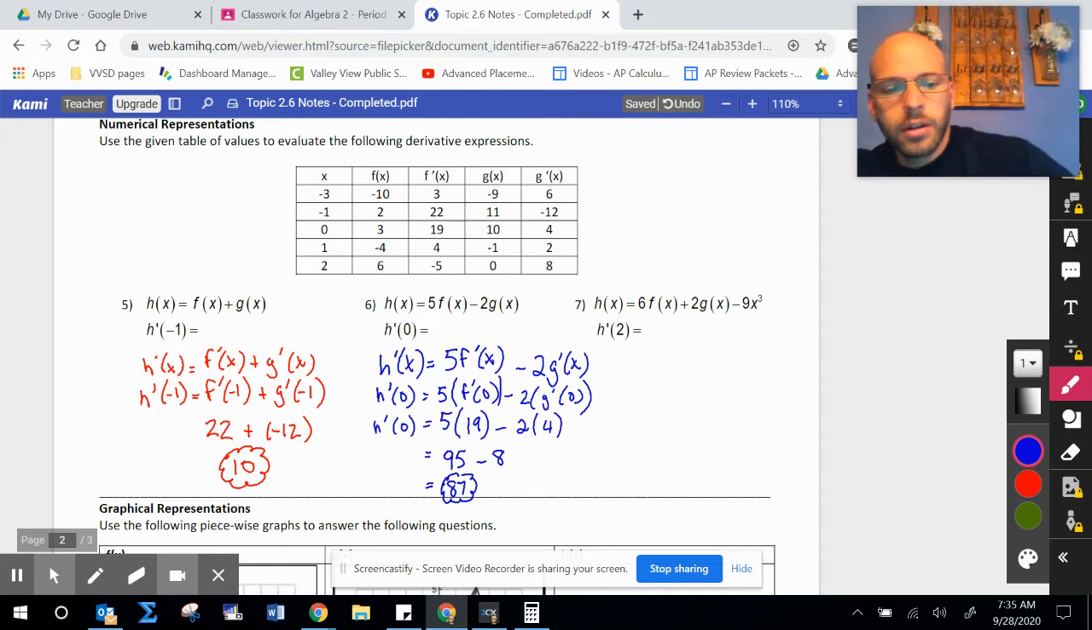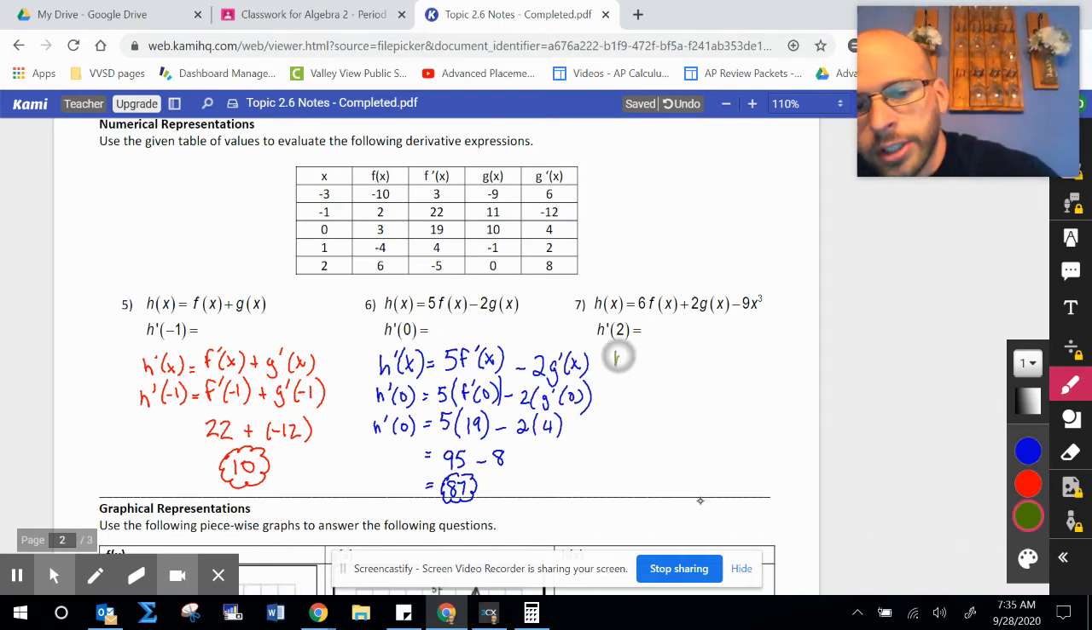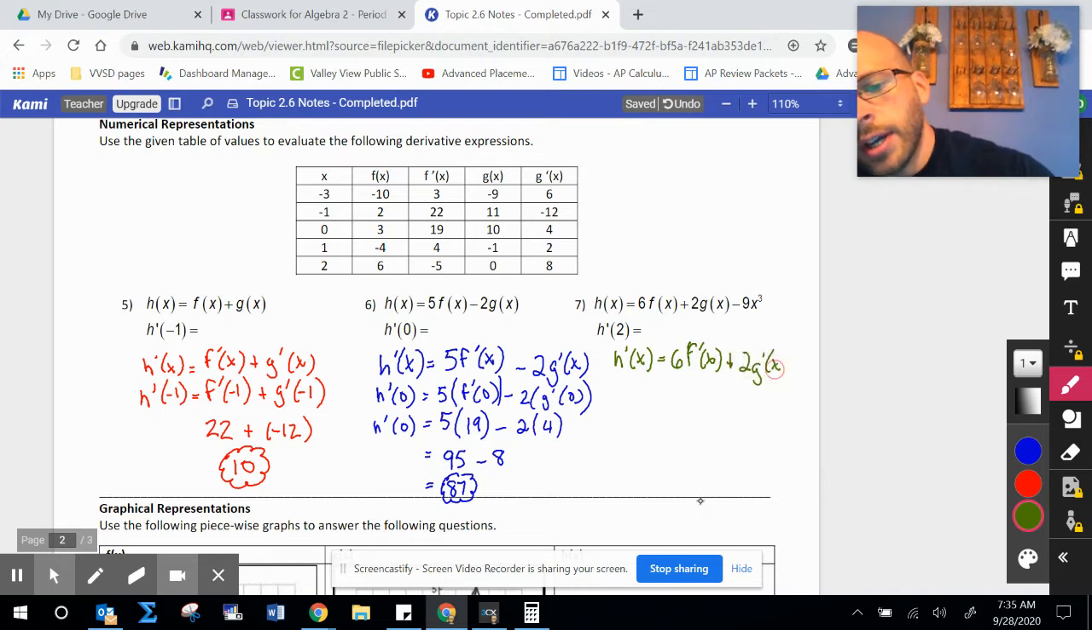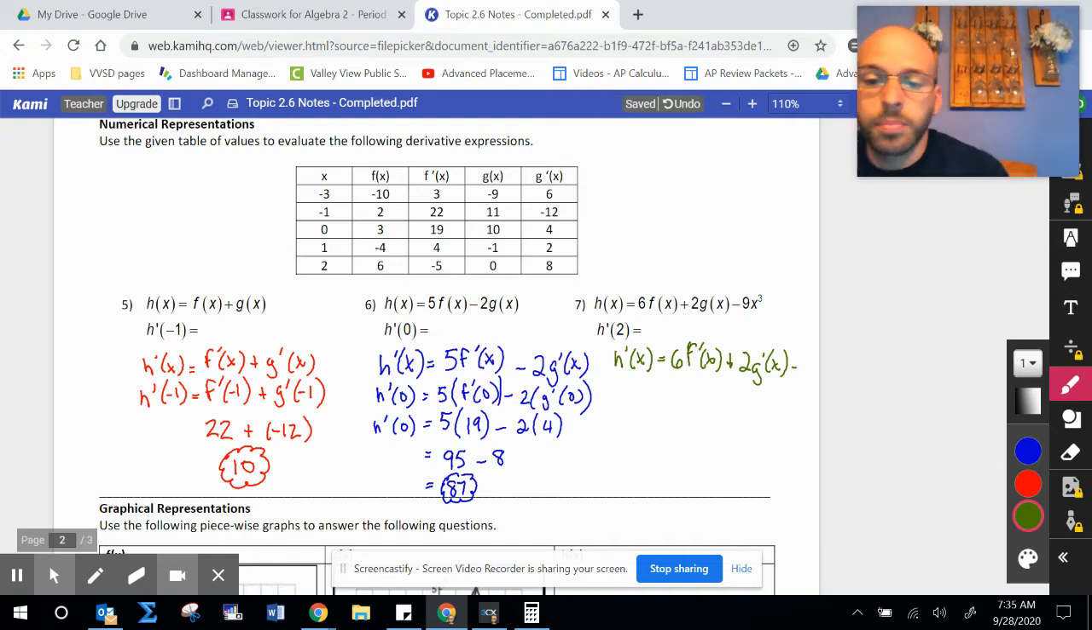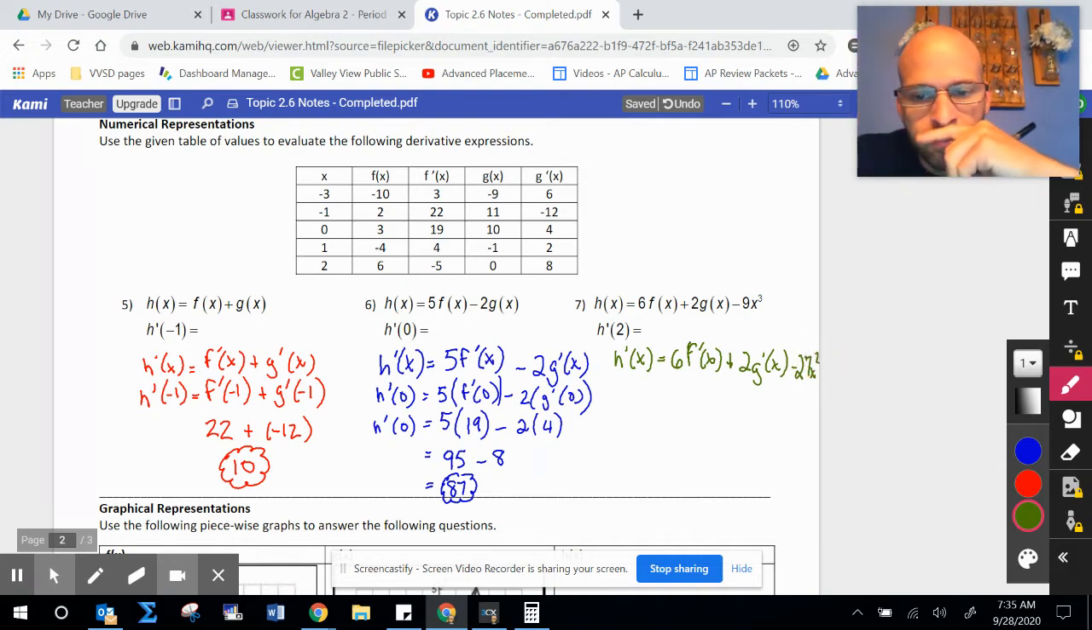Okay, so let's keep going. Last one. If I take the derivative, let's start with what h prime of x is going to be. So I'll get a 6 f prime of x plus 2 g prime of x. Now, if you notice, this last term is just a cubic piece, so I'm just going to use power rule on it. I get a negative 27x squared.